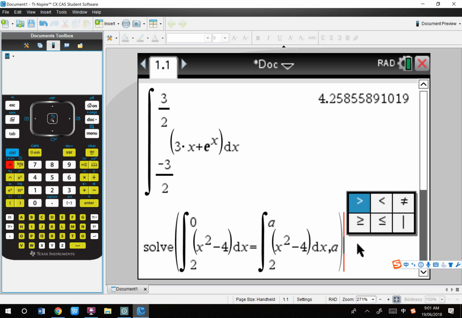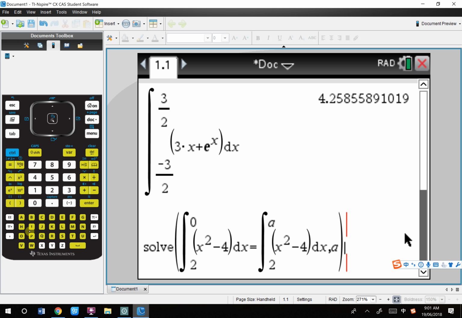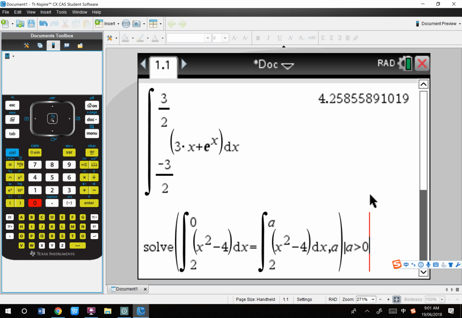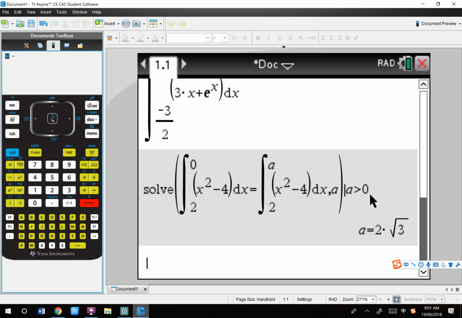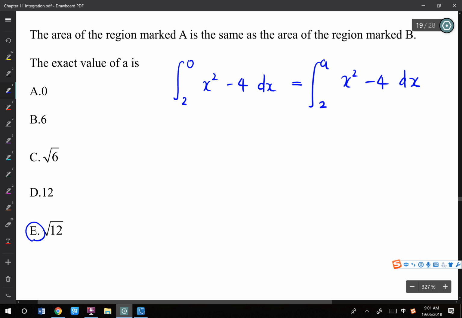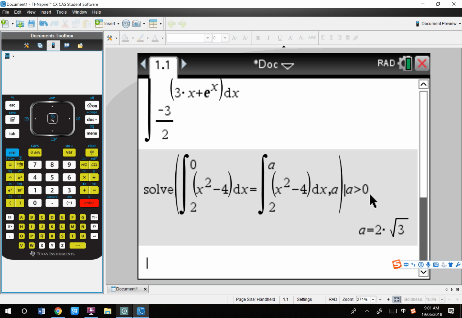You can also see your restriction is that A is greater than 0. It's not really necessary, but you can restrict it, like on the right hand side from the diagram. Then we have that A is 2 root 3. So we type that in, and that's root 12. So I will have E as my answer. I solve out the answer.